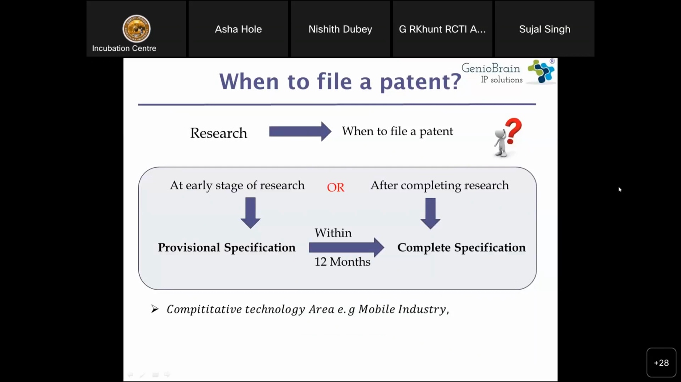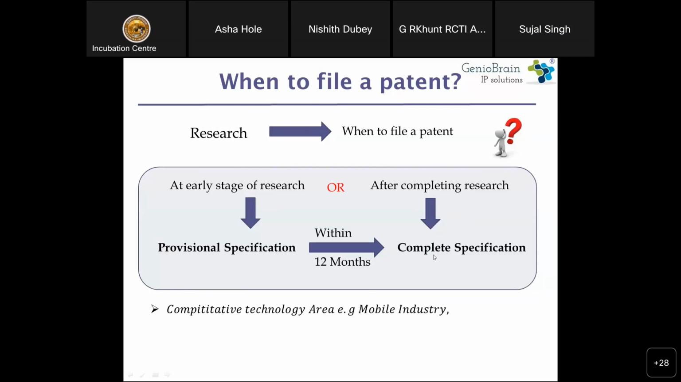Because in our journey from research to commercialization, particularly focusing on the startups and the students who are interested in coming up with their own startup, this is very important for them: when to file a patent. So here, as early as possible, you have to file your patent. At an early stage, you can file a provisional application, once you have an idea that yes, this is an invention and you want to protect it. And within 12 months, you can file a complete application, that is, after completing your research.